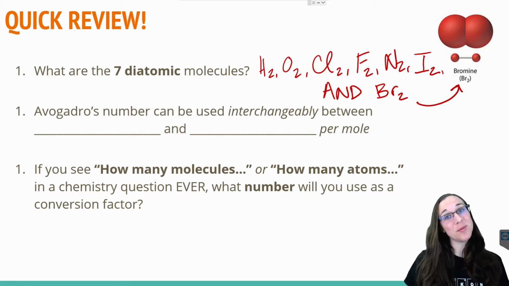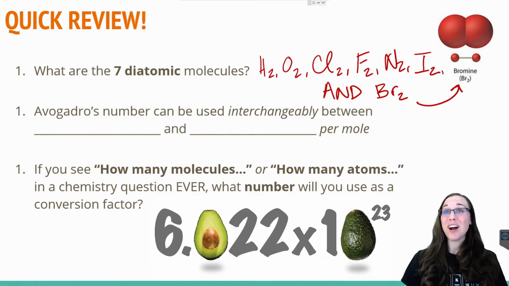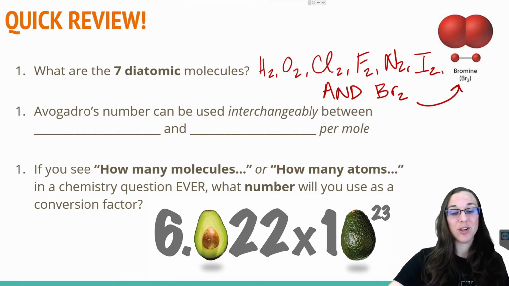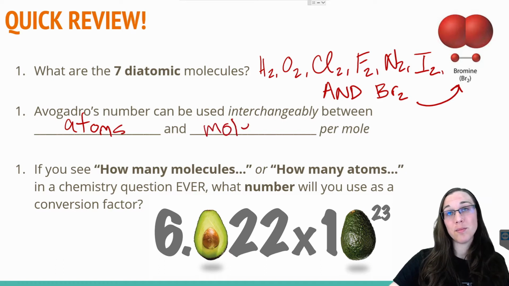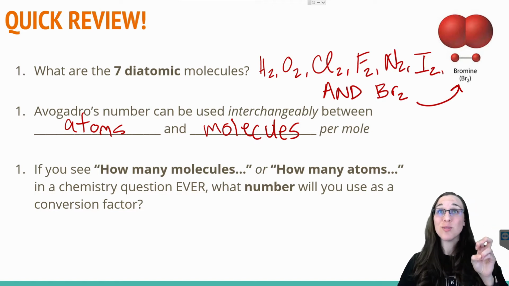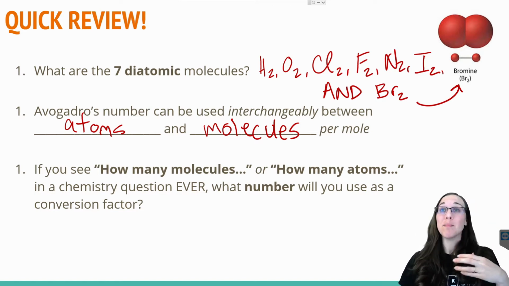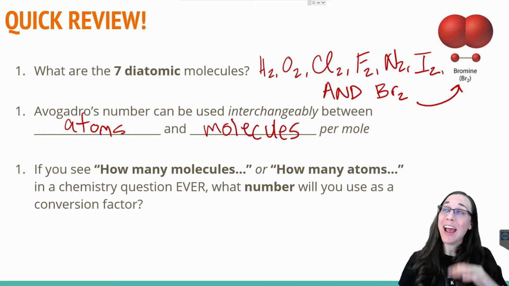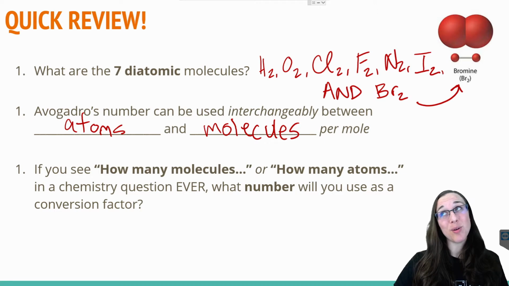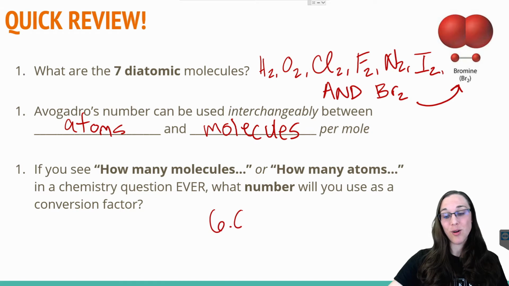In the previous lesson, when we talked about the mole, we learned that Avogadro's number can be used interchangeably with the terms atoms and/or molecules per mole. If you ever see a question asking you how many molecules or how many atoms, what number should come to your head? That should be Avogadro's number, the number that represents a mole, and that number is 6.02 times 10 to the 23rd.